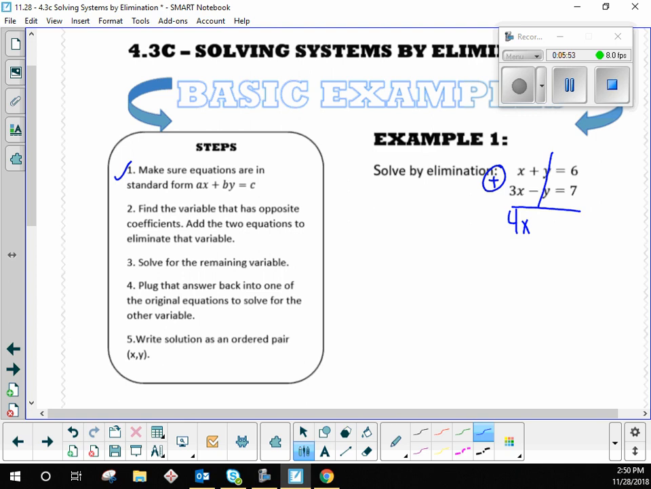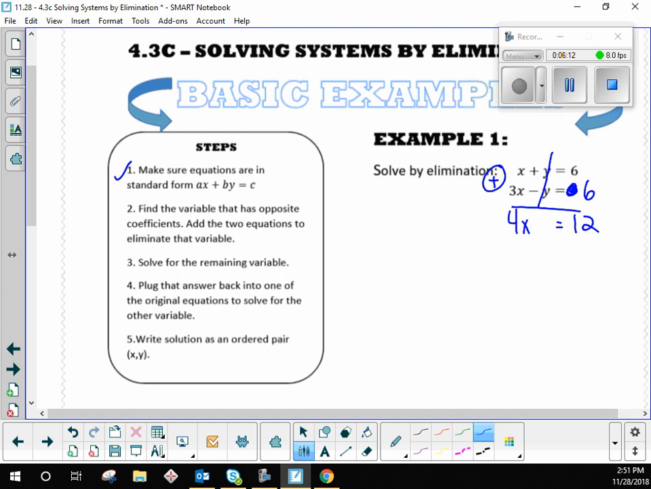Okay, I eliminated that variable altogether. And then when I add on the right-hand side, I'm going to get 13. I don't want you to have 13 because it's going to give you a decimal. Change this 7 right here to a 6. And so when I add on the right-hand side, 6 plus 6 is 12. So now I have this equation.